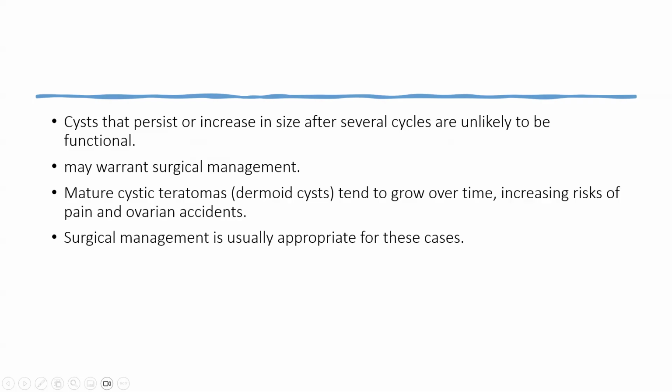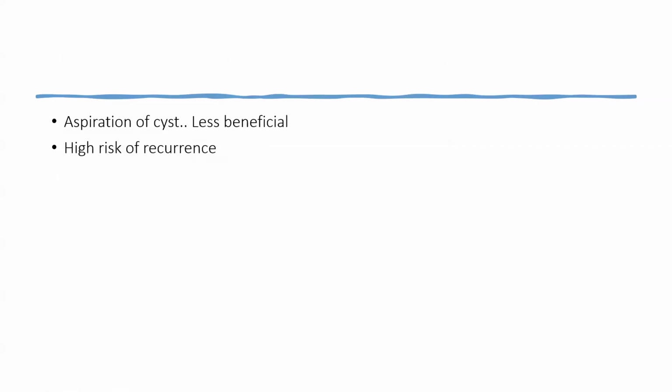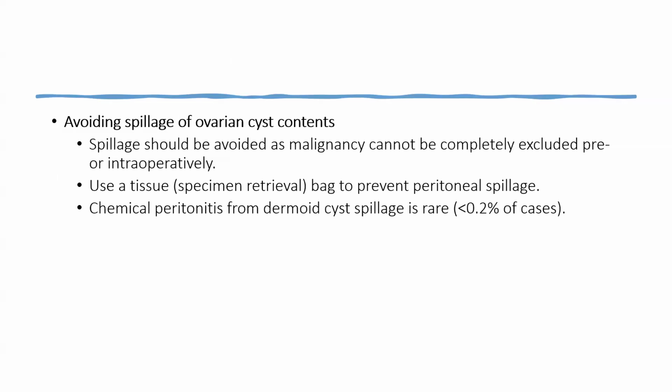And in surgical intervention, what is done? Cystectomy is done usually. However, depending upon the clinical situation, sometimes oophorectomy needs to be offered. And we know that for benign cases, the laparoscopic approach is better because of low morbidity, shorter recovery time, and cost effectiveness. However, if the masses are large with solid components, then laparotomy may be required. Sometimes the cyst is aspirated. However, it is less beneficial as it leads to a high risk of recurrence.